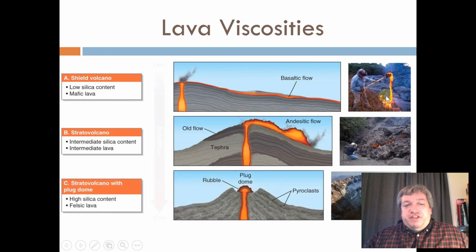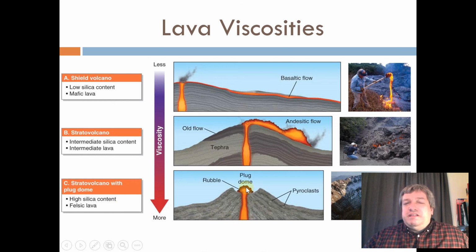If it's really thick, with a really high amount of silica, sometimes it gets like toothpaste in a tube, and it plugs up the vent. This is one of the dangers of volcanoes. If this happens, all that pressure behind it builds, and these are the kind of volcanoes that when they finally do explode, they basically blow apart and explode like 1,000 bombs.